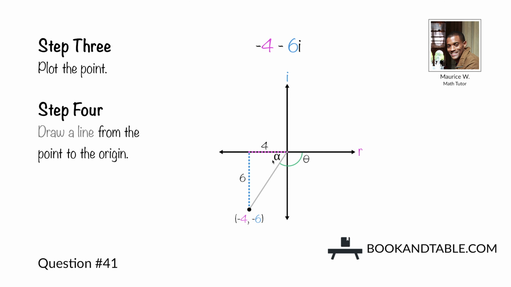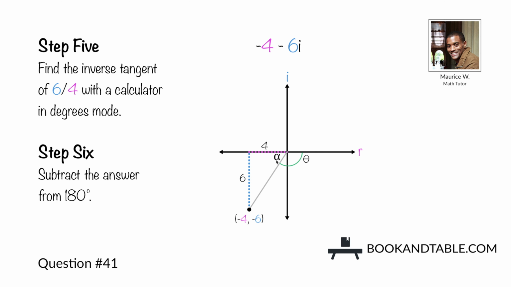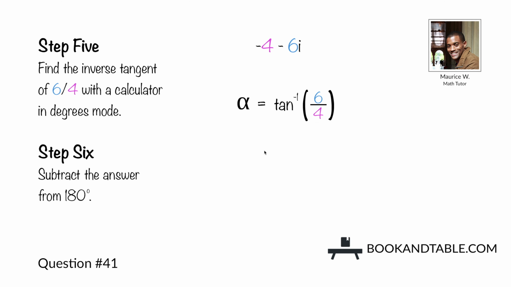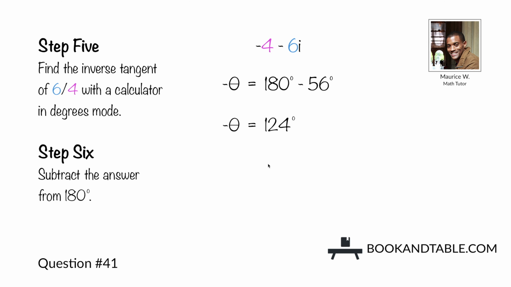So we'll find the inverse tangent of this angle, which will be the inverse tangent of 6 over 4. Plug that into a calculator, and we get alpha is equal to 56 degrees. If we subtract that from 180 degrees, we'll get negative theta. 180 degrees minus 56 degrees is equal to 124 degrees. Our argument will always be negative in the third quadrant.